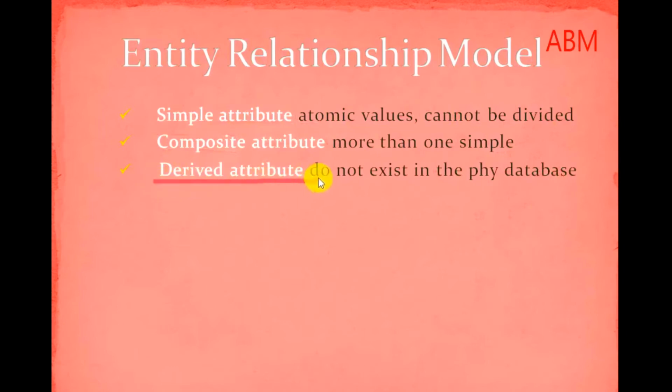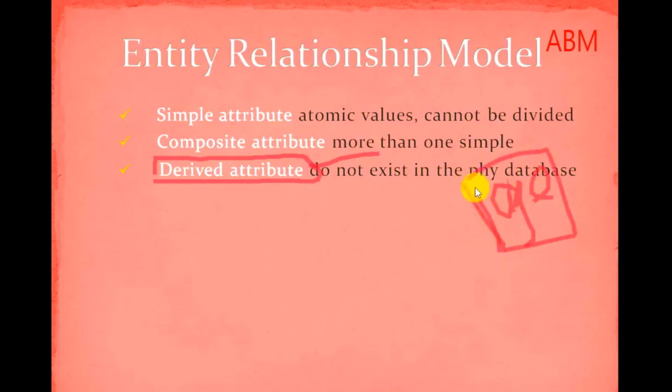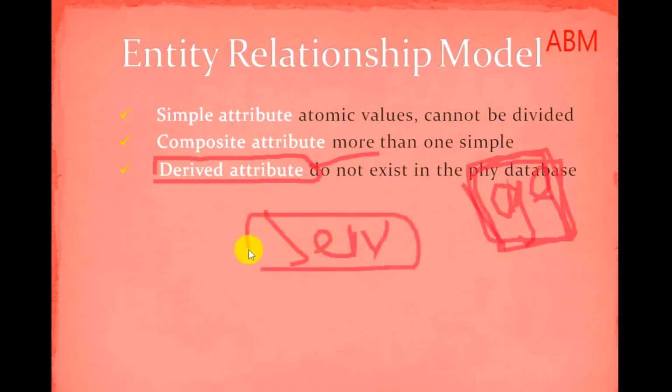Derived attributes are those attributes which usually don't exist in the physical database. These are not stored in the database, but are derived from other data. Usually we don't store age in a database, and the age is derived from date of birth. For example, the duration of service, the years of service, is usually not stored in the database, but it is derived from the date of joining.